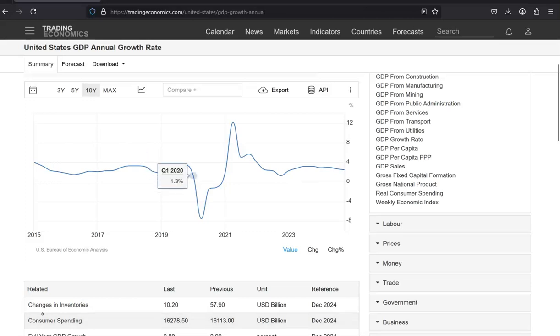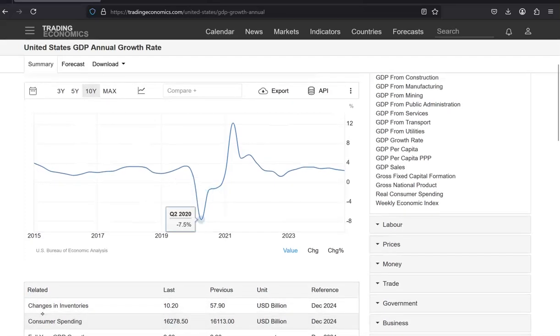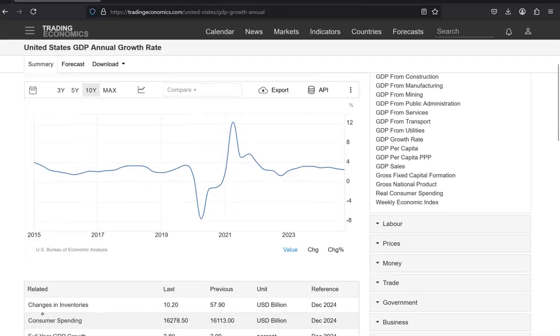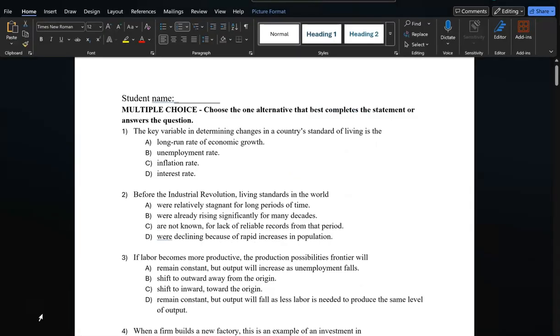These up and down fluctuations are called business cycles. When the GDP growth rate is going down and it is down for two successive quarters, we say there is a recession. The rock bottom is a trough. When the economy improves, the growth rate is a positive number. That means this is an expansion. The economy is getting better. Now, the topmost part is the peak. With this in mind, let's take a look at the questions.